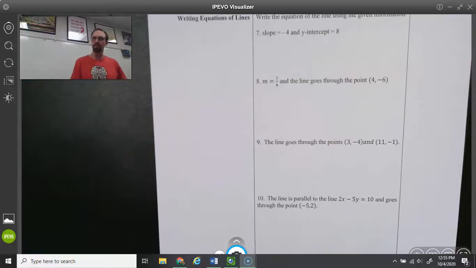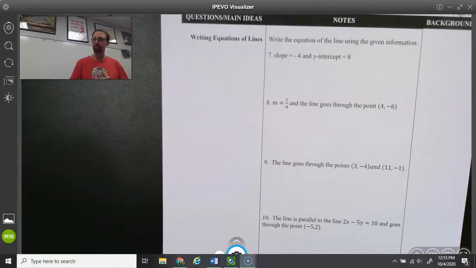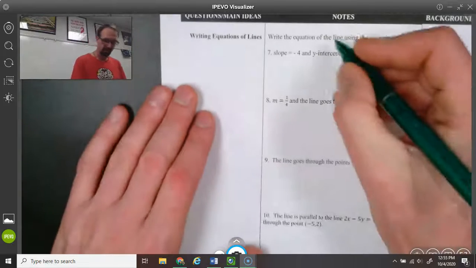So if I want to write the equation of the line using the given information, it doesn't say what form to write it in, so essentially you have some freedom on how you want to write it. For this first one it says the slope equals -4 and then the y-intercept equals 8.